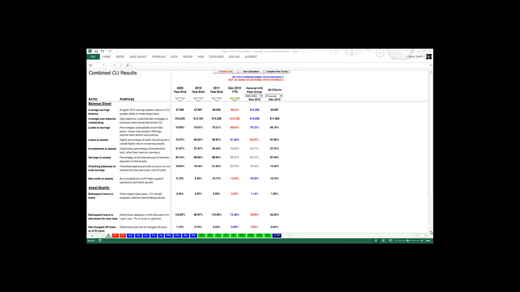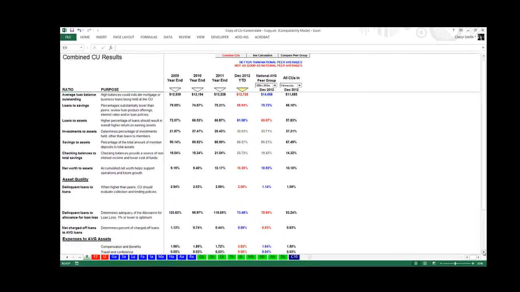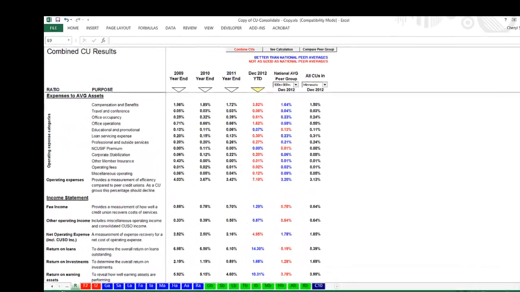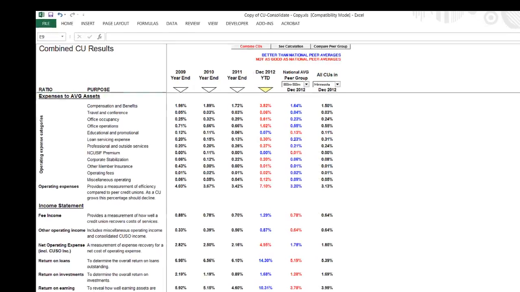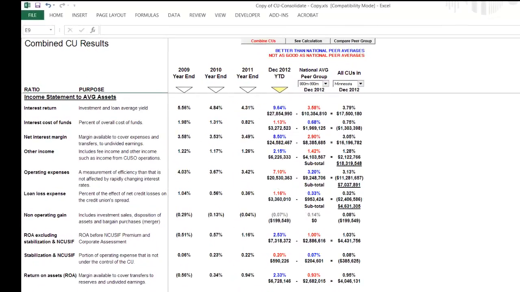You will notice the ratio analysis sheet is broken down into different sections. These sections include ratio analysis for the balance sheet, asset quality, expenses to average assets, income statement, and income statement to average assets.